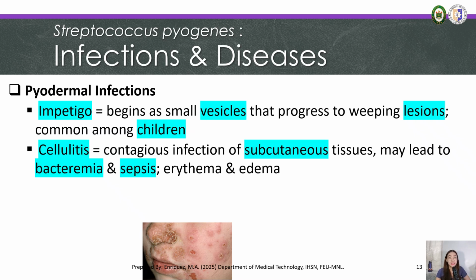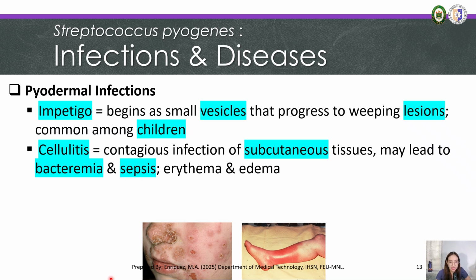Next is cellulitis. Cellulitis can develop following deeper invasion by streptococci. There is erythema and edema, or redness and swelling. The infection can be serious or life-threatening if bacteremia or sepsis ensues. As we can see right here, let's look at the picture in the middle.